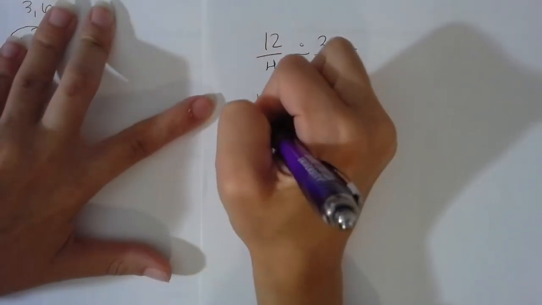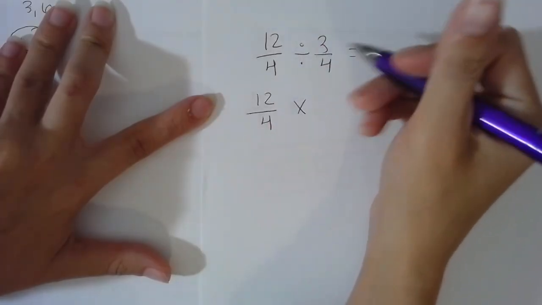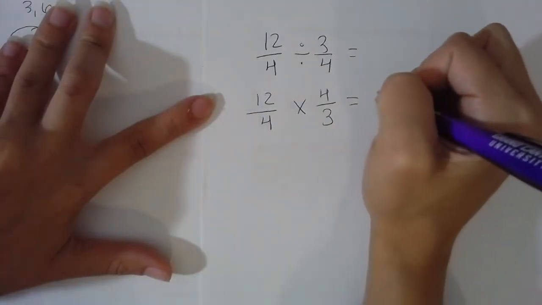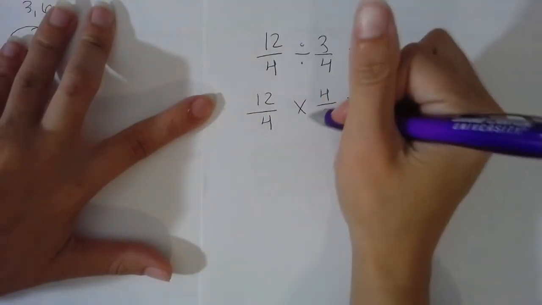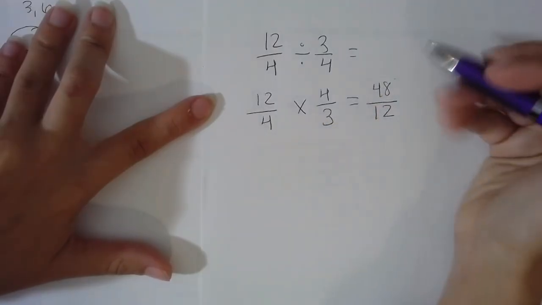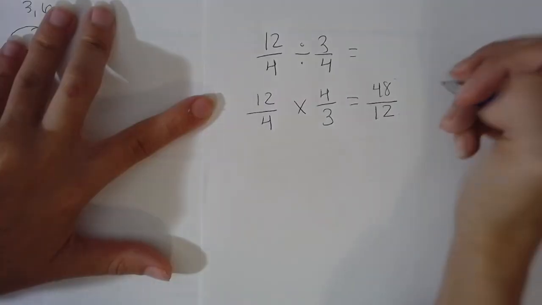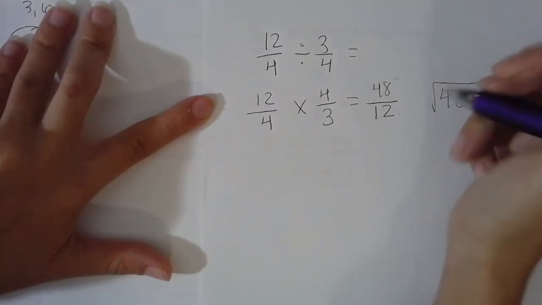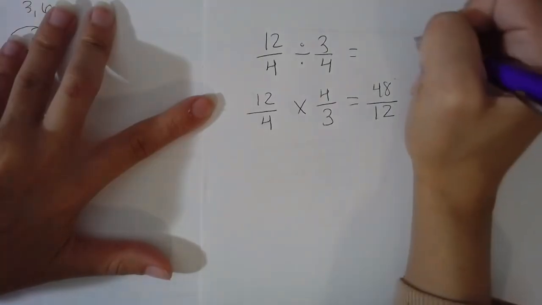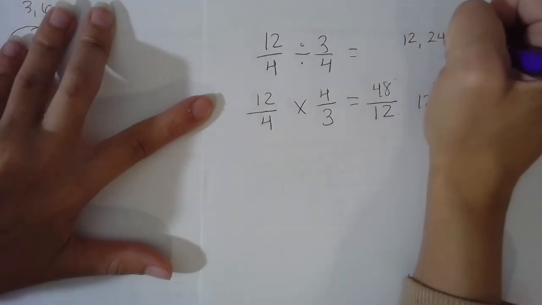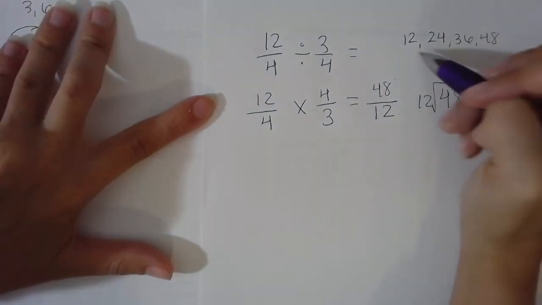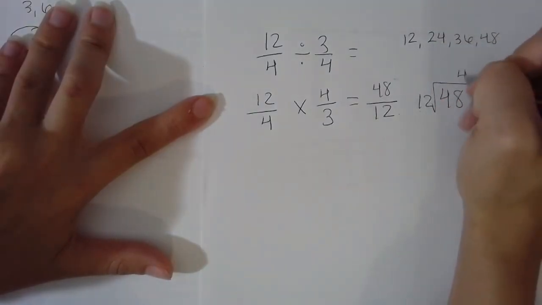We would do keep, change to multiplication, and flip it to get the reciprocal, and then we're going to multiply straight across. This becomes 48. 12 times 4 is 48. 4 times 3 is 12. This is improper because this number is bigger than this number. 12 can go into 48. We're going to skip count by 12. That's 1, 2, 3, 4 times.